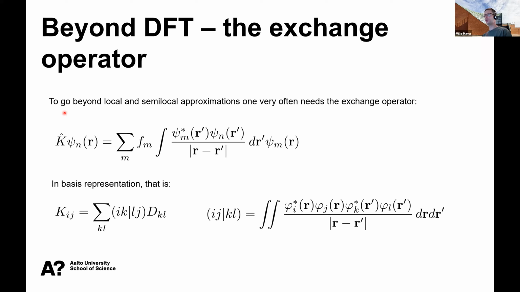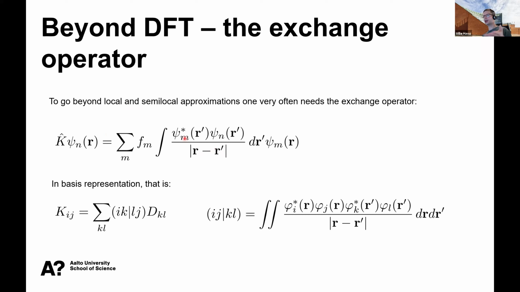What we have to do to fix the so-called band gap problem, though it's not really a band gap problem. It's a problem that you have a wrong electronic structure, which is a fundamental problem for explaining anything. So to fix it, we have to go beyond local and semi-local approximations, and we need the exchange operator, which you can write down like this.